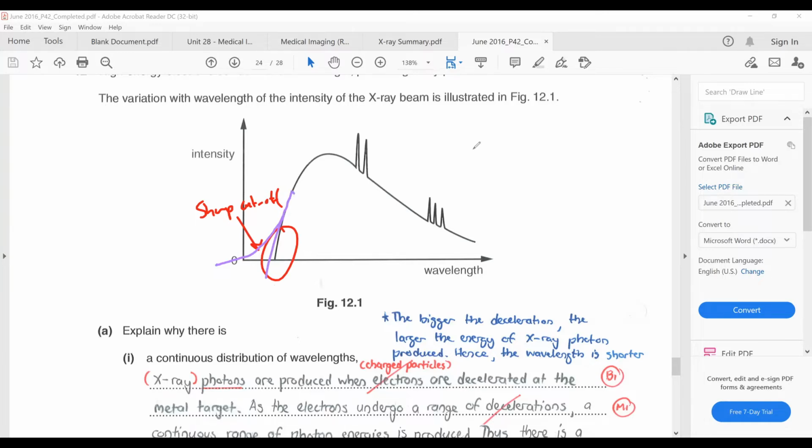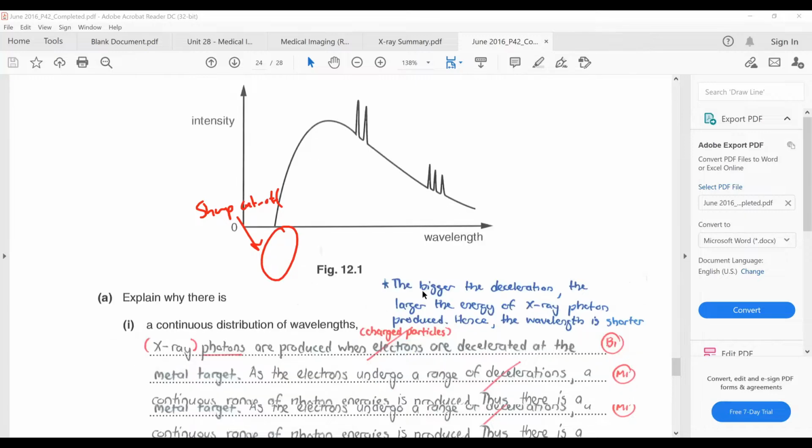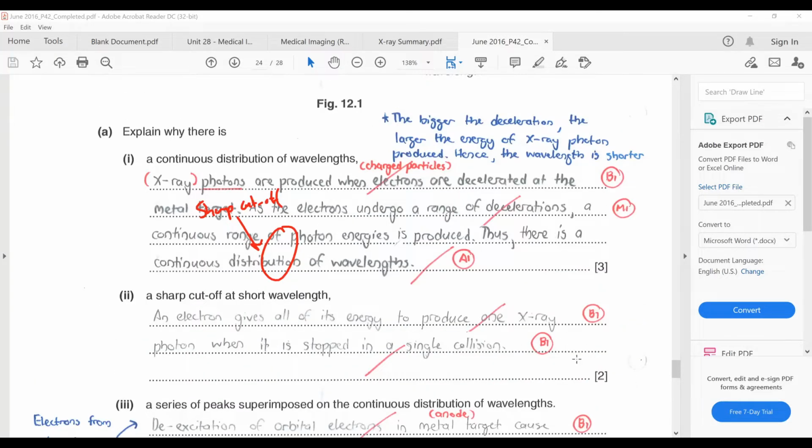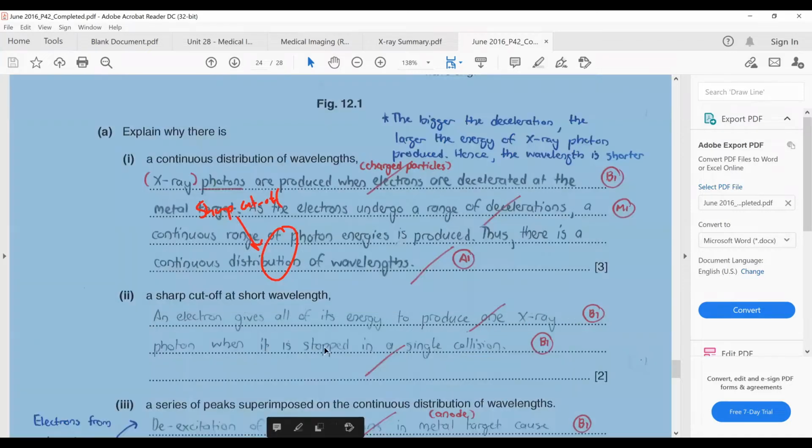Or another way of thinking just now I mentioned was that, why is it that it will just suddenly stop here? Why isn't there any other wavelength values below this? Why does it just suddenly stop here at this wavelength? So regardless of how you view it, the answers are the same. Okay. The reason why there's a sharp cutoff there is because it's at that point an electron gives all of its energy to produce an X-ray photon when it is stopped in a single collision. Okay, so sharp cutoff is just that.